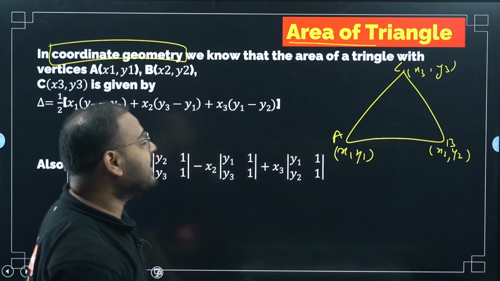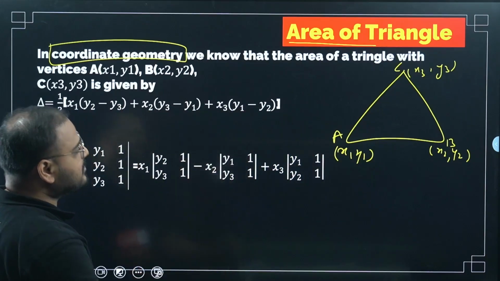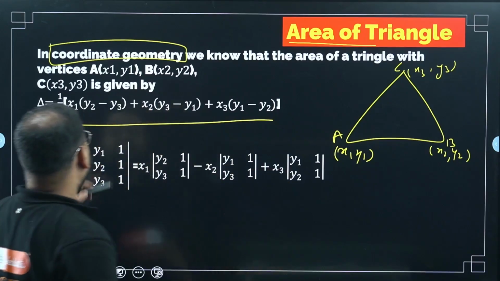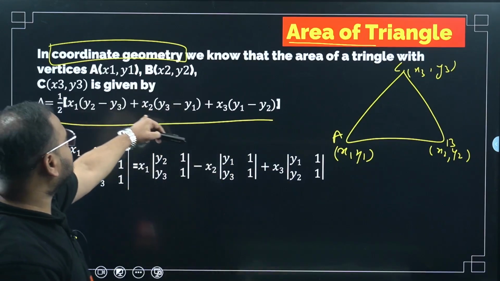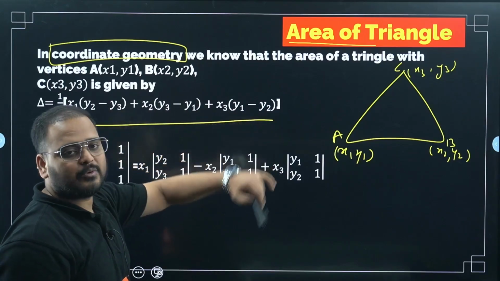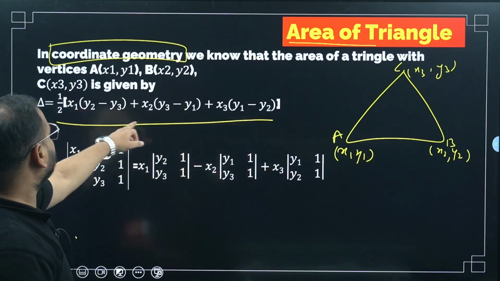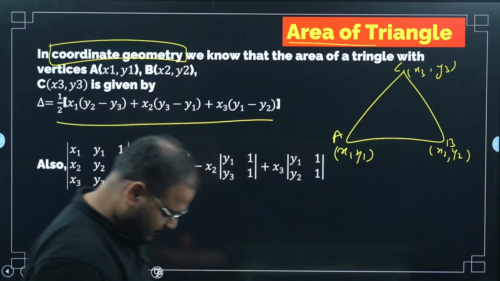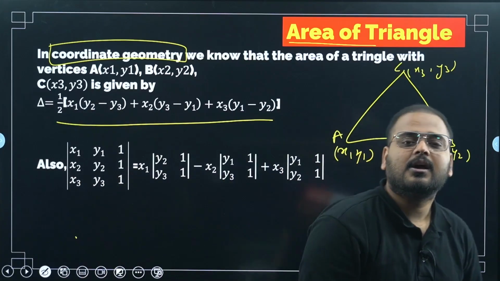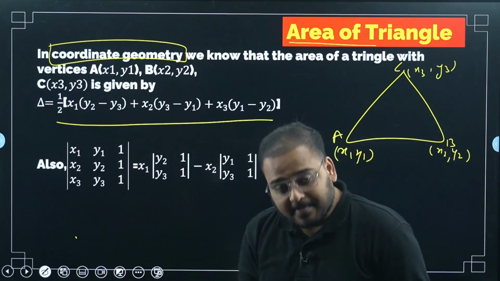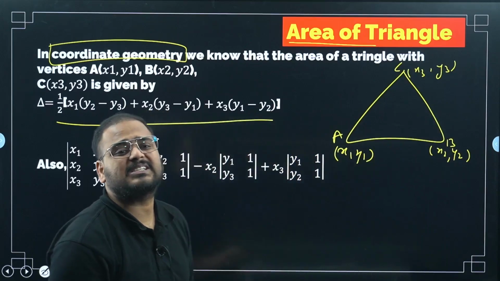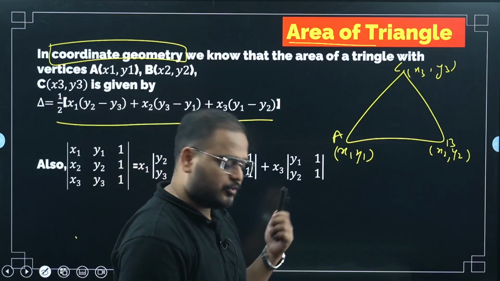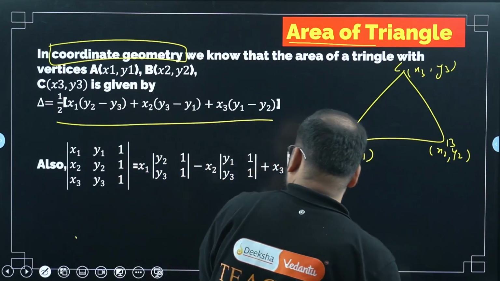Then I can find the area of this triangle using this formula. Half times of x1 times y2 minus y3, plus x2 times y3 minus y1, plus x3 times y1 minus y2. Remember we learned this order: 1, 2, 3, 2, 3, 1, 3, 1, 2. So this was there, sir. Then how come it's here, sir? We can, in a very simple step, find out the area of a triangle using coordinate geometry, using determinant. Let's see how.